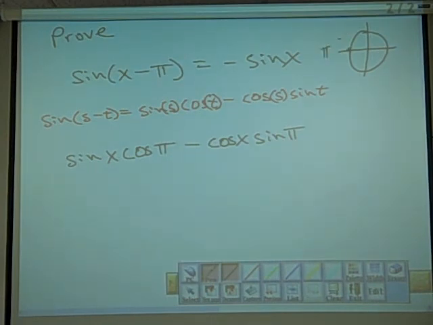And that coordinate is negative 1, 0. And that's cosine and sine, right? So cosine at pi is a negative 1. So this is like saying sine x times a negative 1.